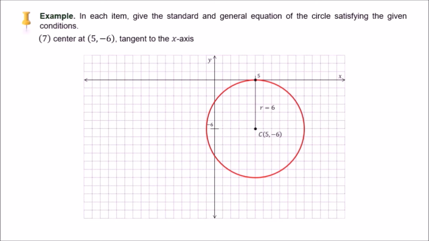We can see that this point is at 5. From the figure also, we can see that the distance of the center of the circle to this point is exactly 6 units. Therefore, our r is equal to 6. We can now proceed with computing for the standard and general equations.